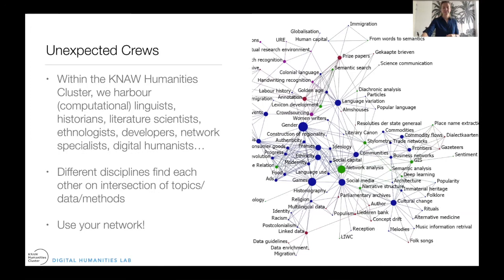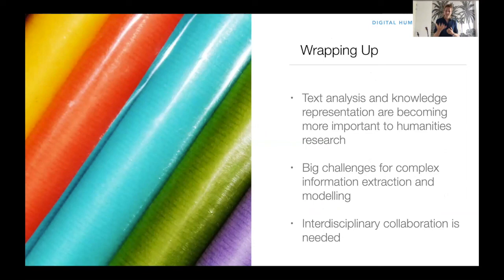So just to wrap up, text analysis and knowledge representation are becoming more important to humanities research. There are definitely big challenges in what technology can do, what we've done so far, and where we want to go. And we try to approach it in interdisciplinary collaboration.